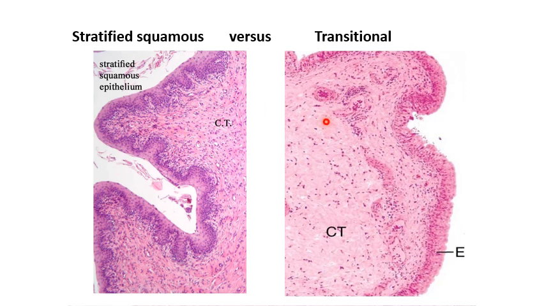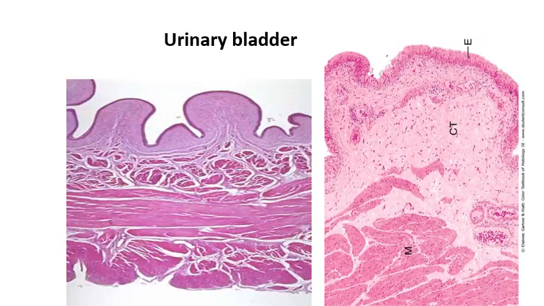This is a very nice photo to discriminate and see the difference between the stratified squamous and the transitional epithelium. First, look at the basement membrane. Here it is clear, wavy. Here it is non-clear, non-wavy. Look at the epithelium first. It is oval, then rounded, then flat. Here all of them are rounded. Look at the most superficial cell, which appears dome-shaped. Urinary bladder: non-clear, non-wavy basement membrane and transitional epithelium.